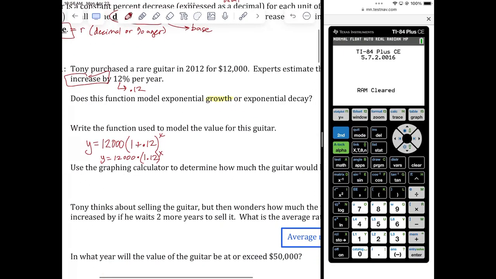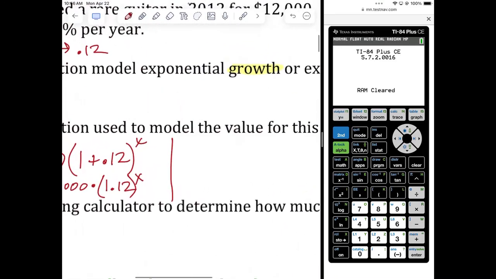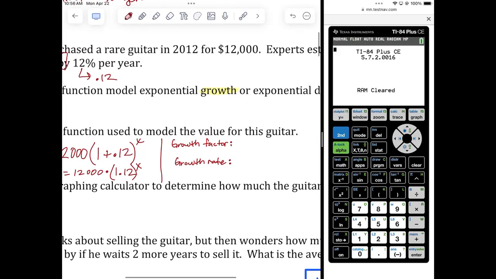Okay. Now, let's go ahead and answer these questions. I don't think it asked for it, but let's go ahead and. What is the growth factor? And what is the growth rate? They're a little bit different, but they're related to each other. The growth factor is the easiest to get from the equation because what's the growth factor? I already said. What's the number that we're multiplying by each and every time for every value of X? 1.12. It's just the base, which is 1.12. That's your growth factor. Now, what's your growth rate?